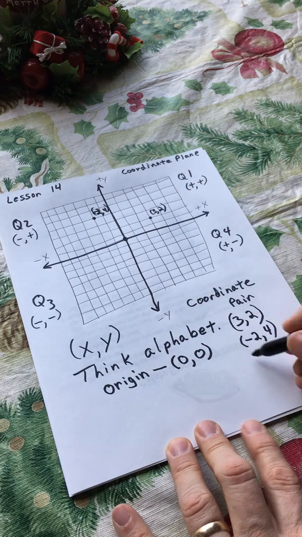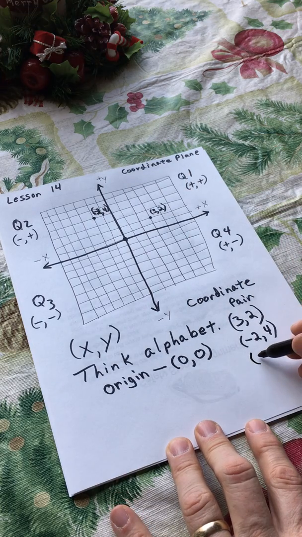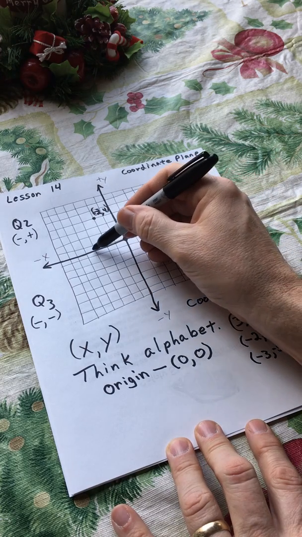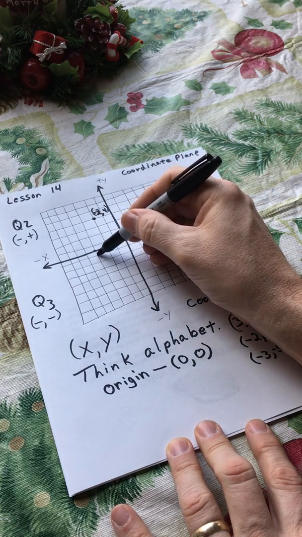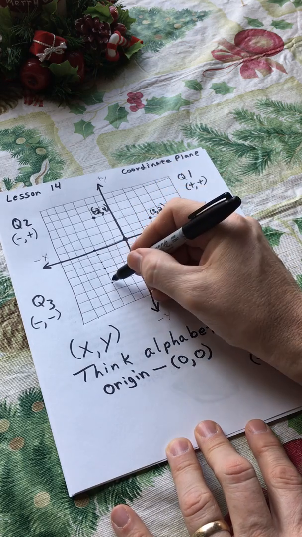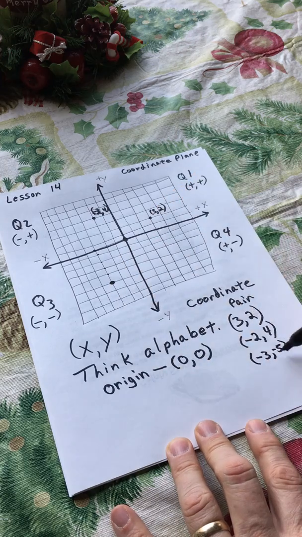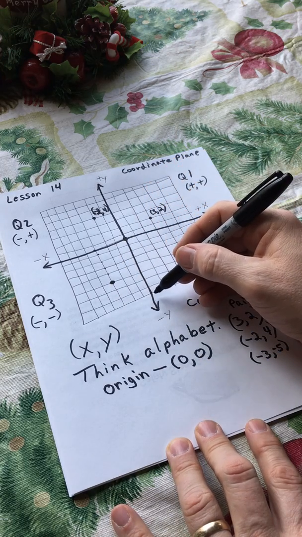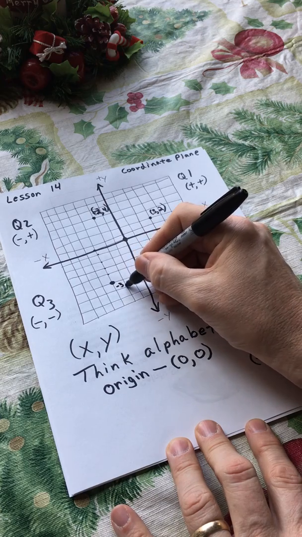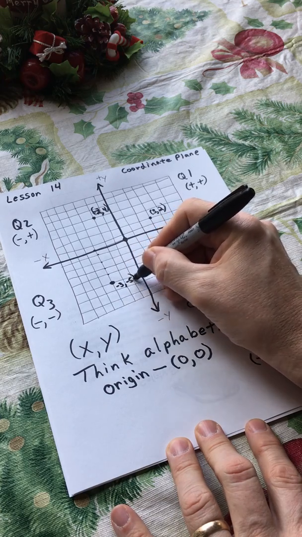An example of one over here in this quadrant would be a minus 3, minus 5. So we start over here. We go 1, 2, 3 to the minus. 1, 2, 3, 4, 5. Now we're going down, right? Because we have a negative y value. It's like the thermometer is below 0. So here is our minus 3, minus 5.